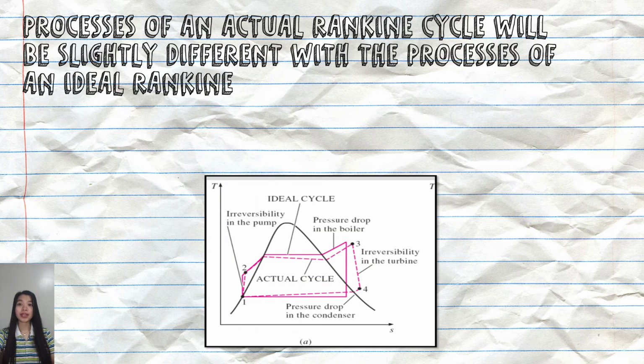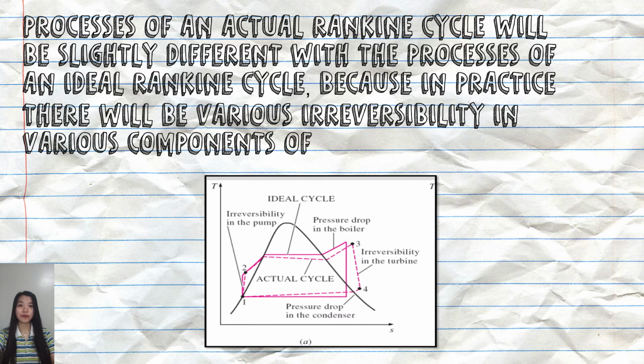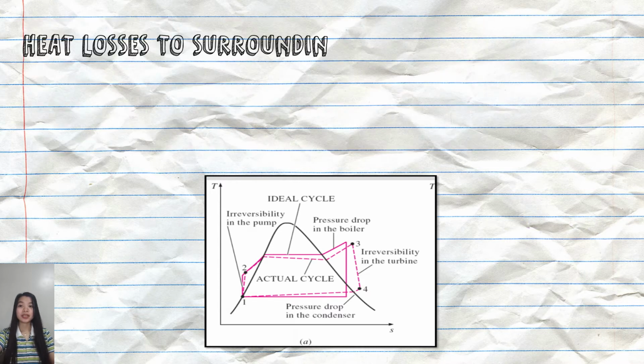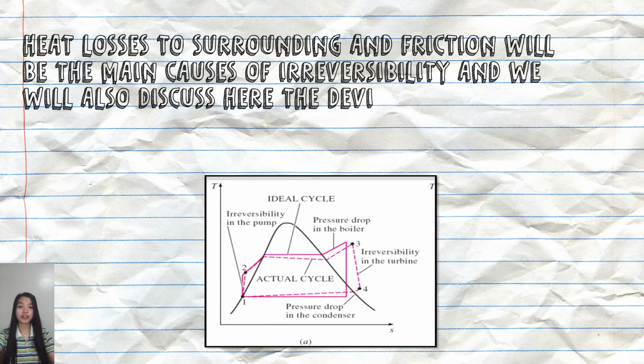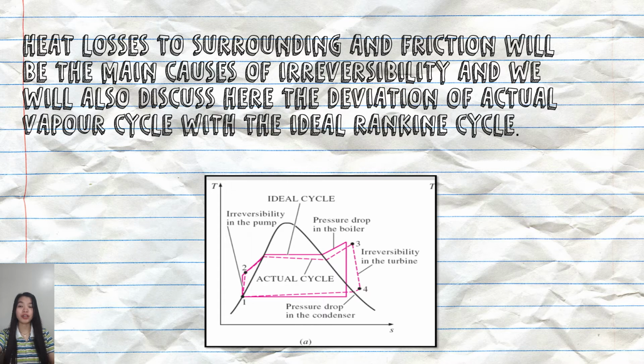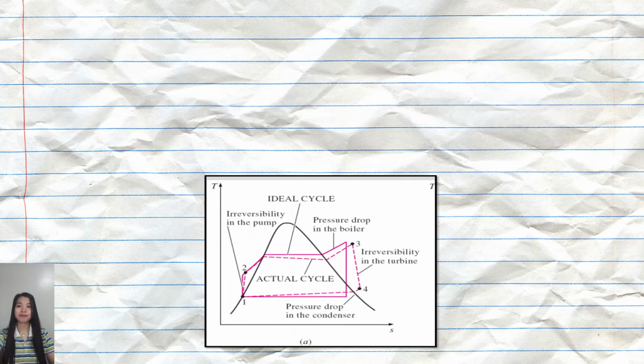Processes of the actual Rankine cycle will be slightly different from the processes of an ideal Rankine cycle, because in practice, there will be various irreversibilities in various components of the Rankine cycle. Heat losses to the surroundings and friction will be the main causes of irreversibility, and we will also discuss here the deviation of the actual vapor cycle from the ideal Rankine cycle.